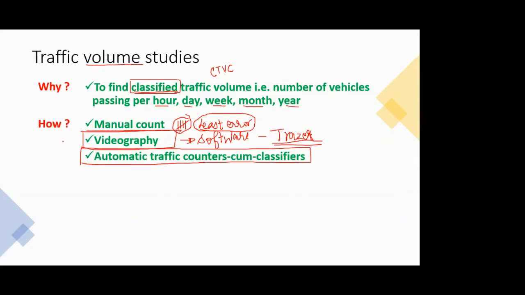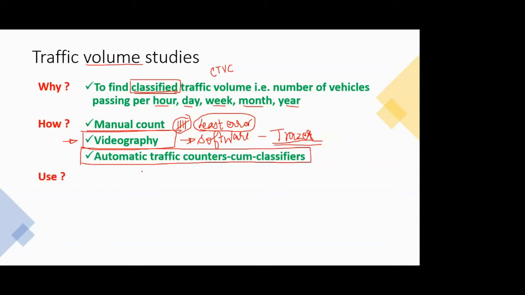So most people in India go for this videography survey. Even all the research work which goes on in traffic engineering, mainly the videography survey is done, and then you analyze the data. Okay, so this is related to the how aspect.